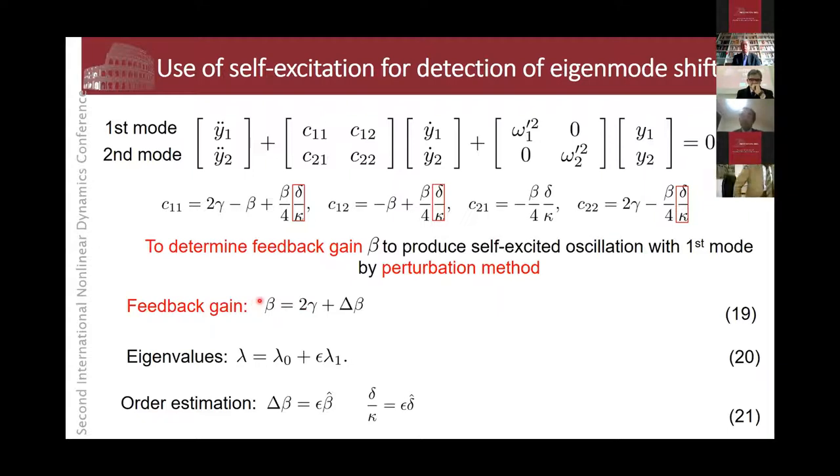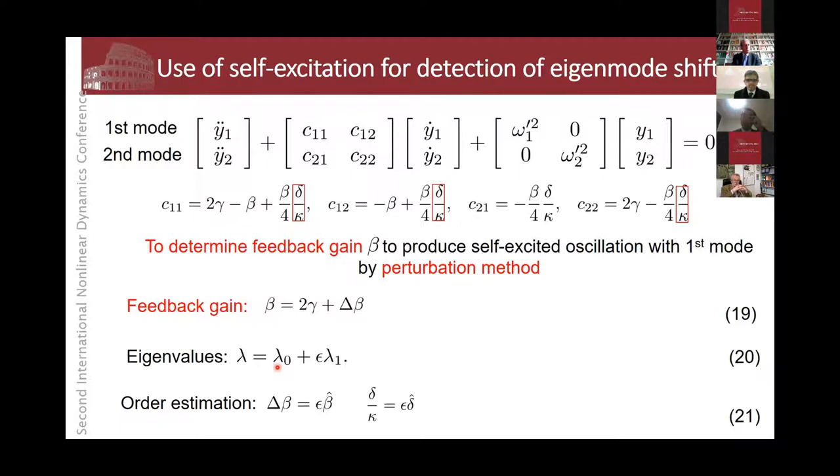Assuming the eigenvalues at equation 20, we estimate delta beta and delta over kappa to be of order epsilon, as in equation 21, so that two of the lambda zero are purely imaginary values for the first mode. Then the other two lambda zero for the second mode are complex conjugate numbers with negative real part.